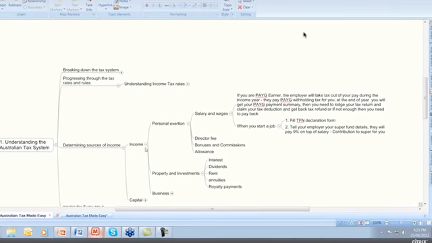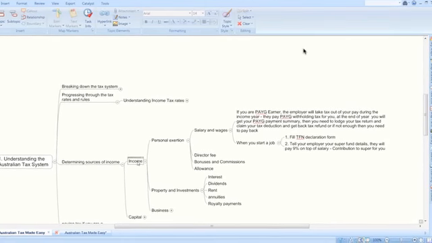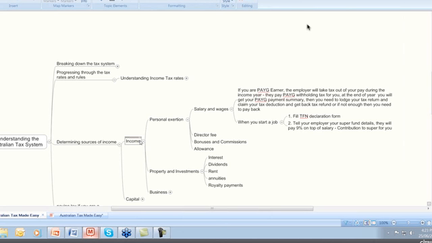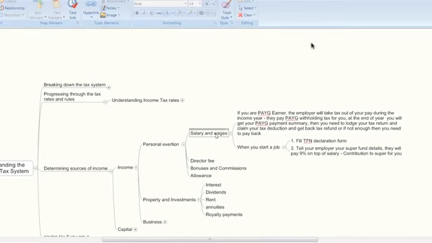Okay, income. For income we have 3 types. We have personal exertion income. That is where you use your own labor, like salary and wages. It's what we call PAYG earner. People have to use their personal ability to earn the income, like when you're working and you earn salary and wages. It's called personal exertion income. Or maybe you're receiving commissions, director's fees, bonuses or allowances. This is all personal exertion income.